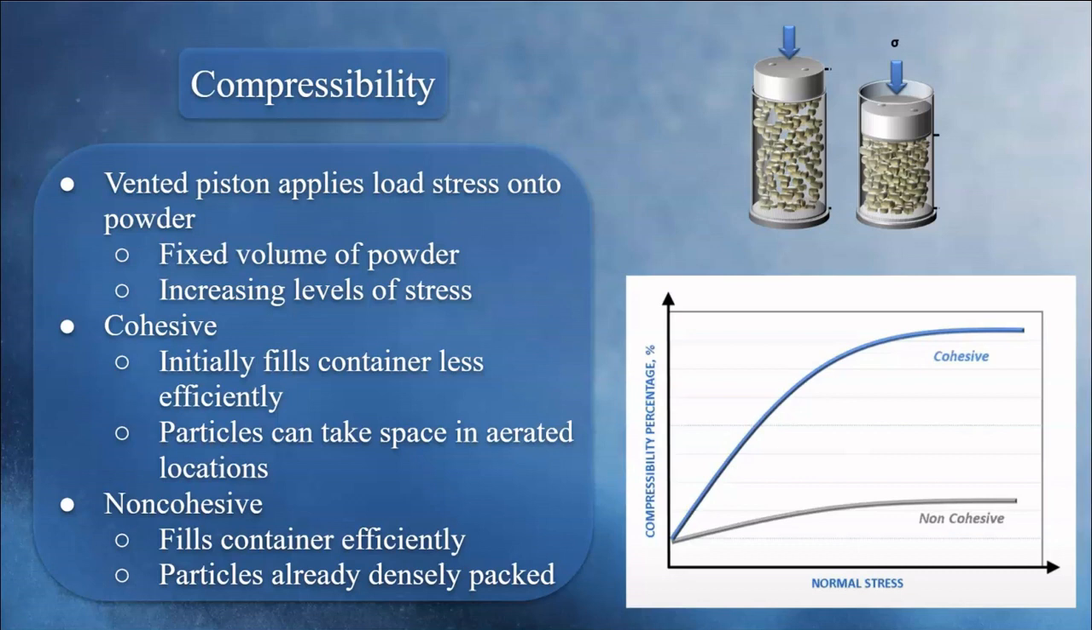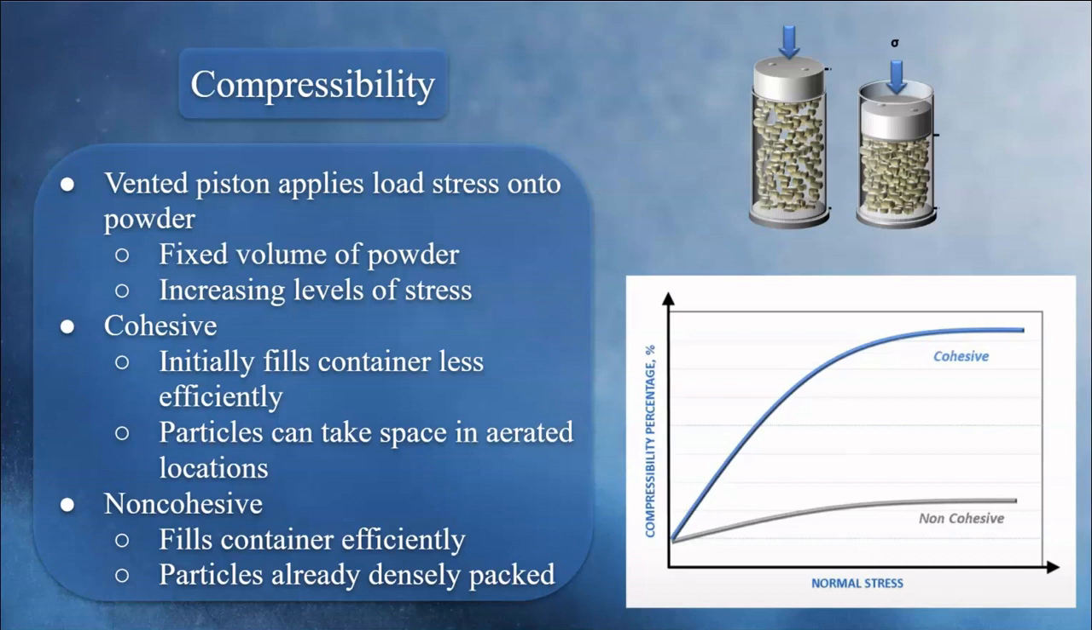So if we look at the x and y axes here, on the x-axis of the graph we have our normal stress, and on the y-axis we have a compressibility percentage, and we can see that as we increase our stress, the percent that's compressed also increases. And this is going to be different for different samples and how they react to different stresses. Also, something to note is that cohesive or non-cohesive particles are going to react differently as well.